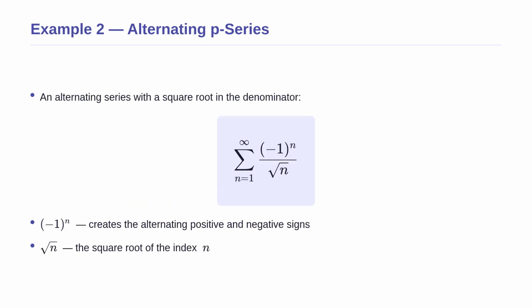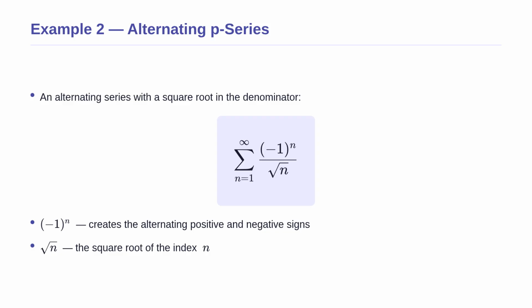For our second example, let us examine an alternating series that shrinks at a different rate. This is an alternating p-series that involves a square root in the denominator. Here is the formula. The numerator, -1 to the power of n, creates the alternating positive and negative signs. The denominator is the square root of the index n.